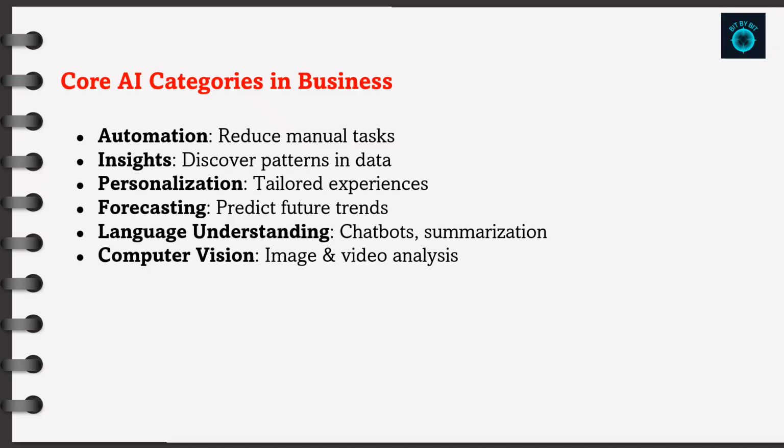The sixth is computer vision. This includes image recognition, face detection, scanning documents, and video analytics, all powered by AI. It's used in sectors like retail for shelf tracking or manufacturing for quality checks. Together, these 6 categories cover how AI supports business workflows.